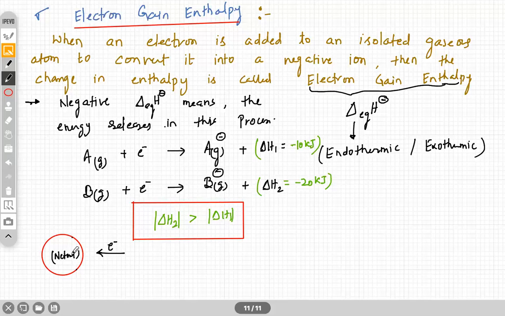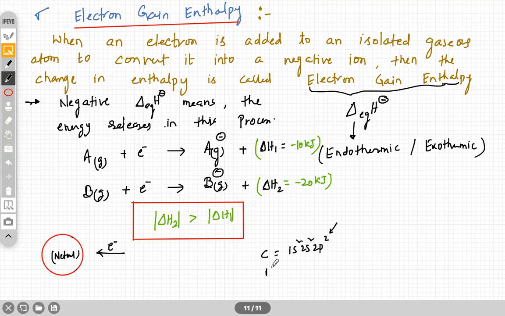Sometimes it will accept very easily. For example, carbon, right? The electronic configuration is 1s2, 2s2, 2p2. This wants to gain an electron and convert into a half filled configuration. That is the more stable configuration.